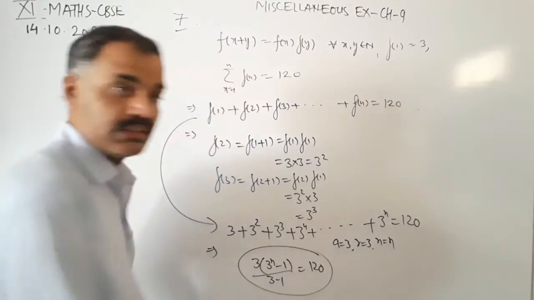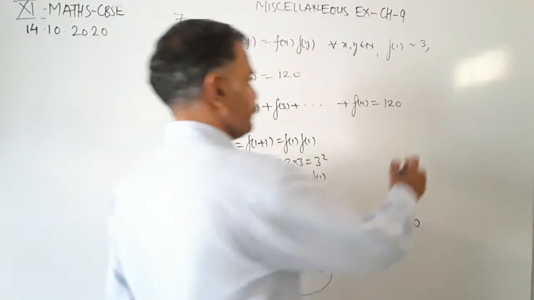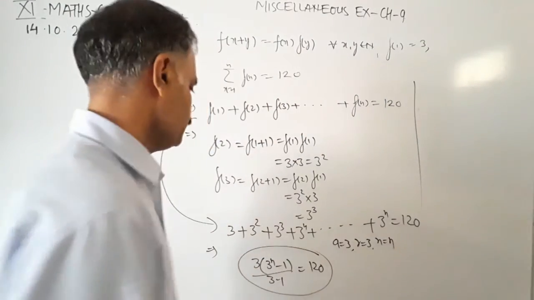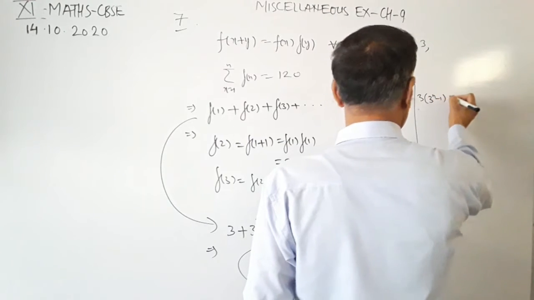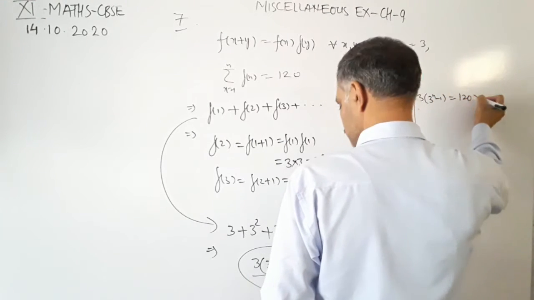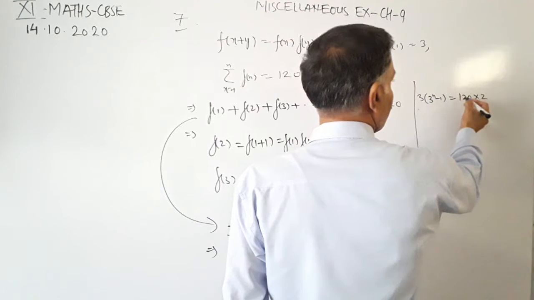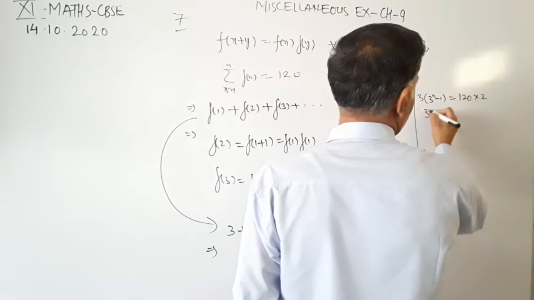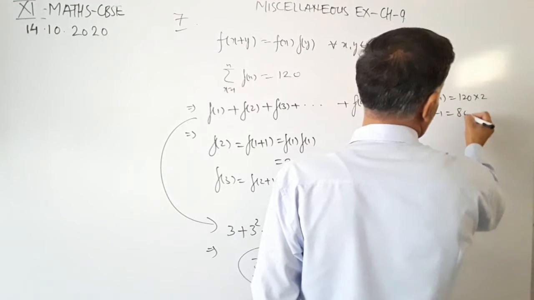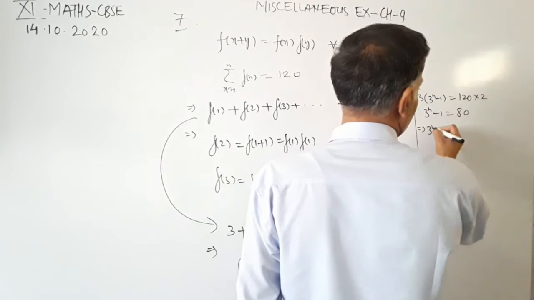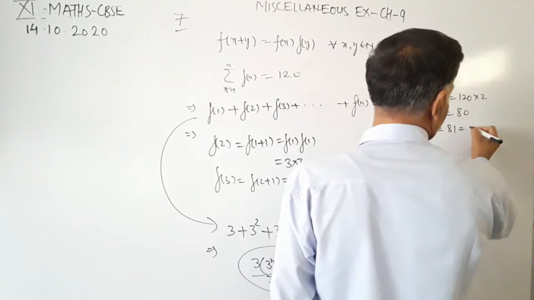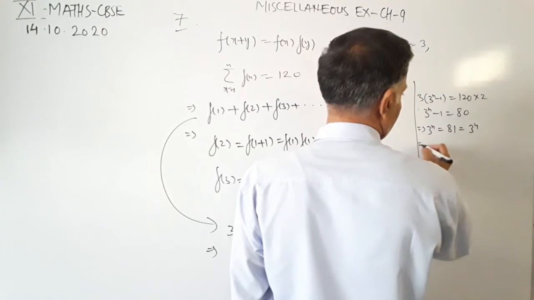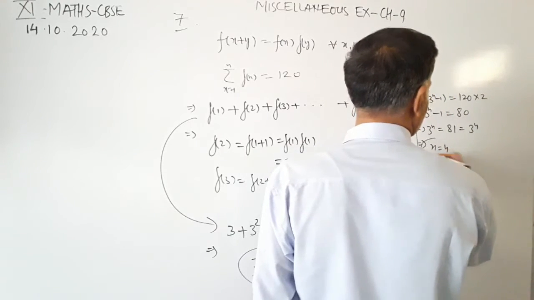Now we have to solve this. So solving this, we will have 3 into 3 raised to the power n minus 1 equals 120 into 2. So 3 fours are 12, 40, 40 twos are 80. 3 raised to the power n minus 1 equals 80. So 3 raised to the power n equals 81, that is 9 nines are 81, 3 raised to the power 4. So n equals 4.